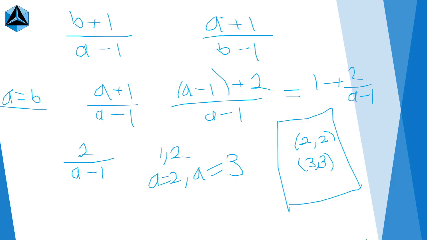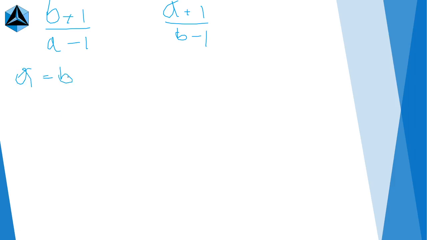All right, so the next case is a equals b plus 1. Moving on, we want to make b plus 1 over a minus 1 and a plus 1 over b minus 1 integers. And we have that a is equal to b plus 1. So substituting this in, we get b plus 1 over b from the first fraction, and we get b plus 2 over b minus 1 from the second fraction.